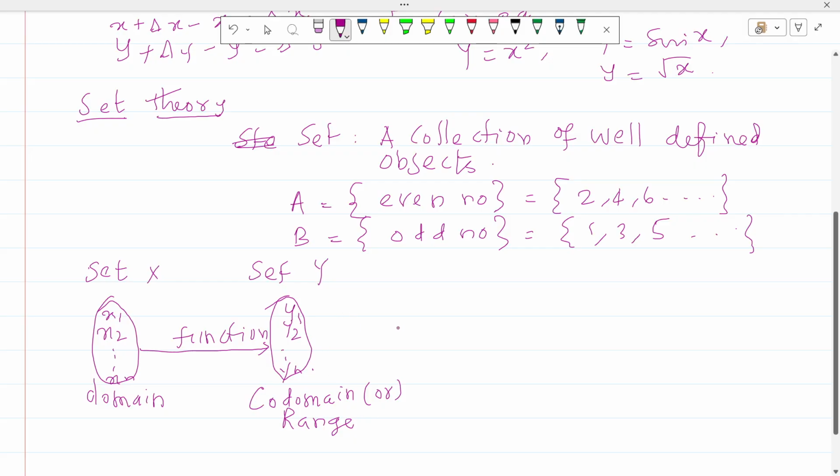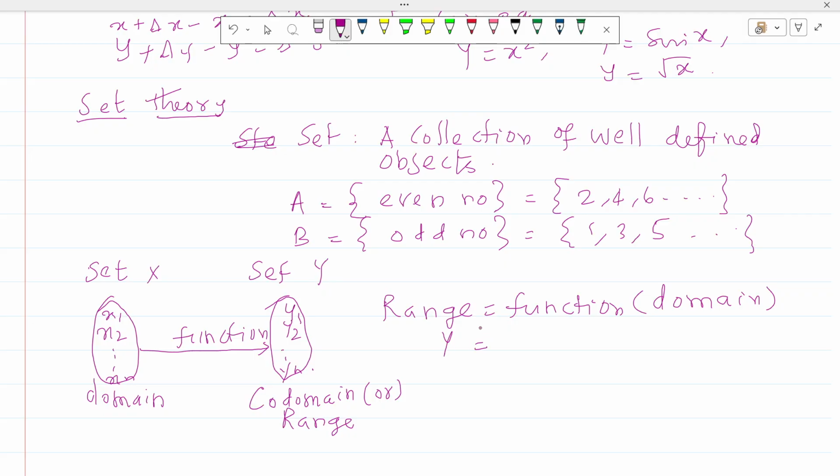So the function, generally one function can be written as the range equal to the function of the domain. So here what is range? Range is set y, equal to, what is the function here? F. Generally we can write that y equal to f of, what is domain here? X. So therefore we can write that y equal to f of x.